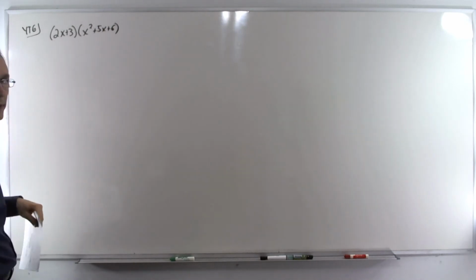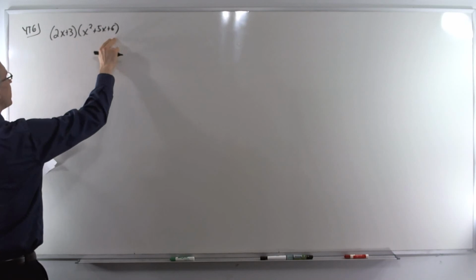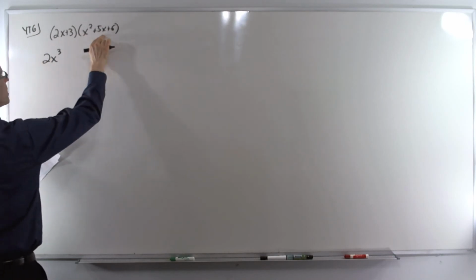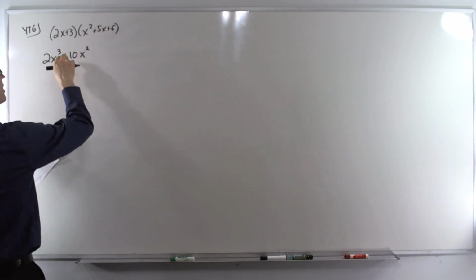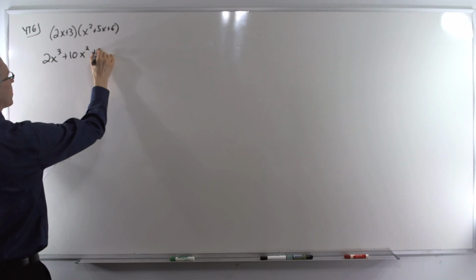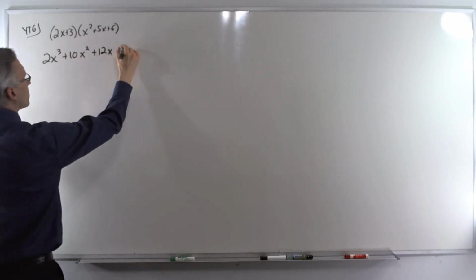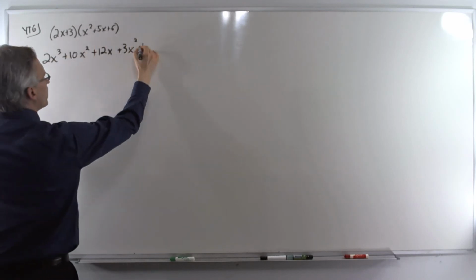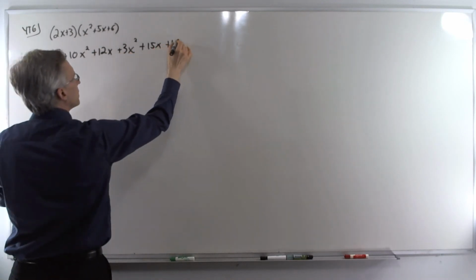All right, so I'm going to multiply this one out just using the traditional method. I'm going to take 2x and distribute it into here. So 2x times x squared is 2x to the third. 2x times 5x is 10x squared. 2x times 6 is 12x. Now we'll distribute the 3 in. 3 times x squared is 3x squared. 3 times 5x is 15x. And 3 times 6 is 18.